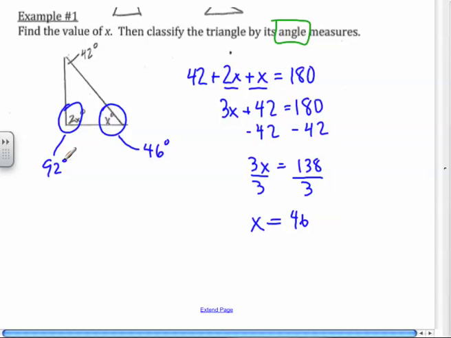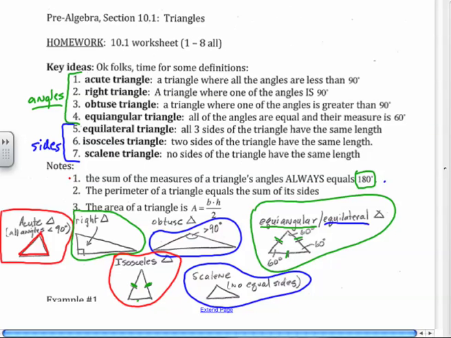Now, looking at those three measures, Troy, what kind of triangle is this based on its angles? And I will refer you back to the notes. It is an obtuse triangle.